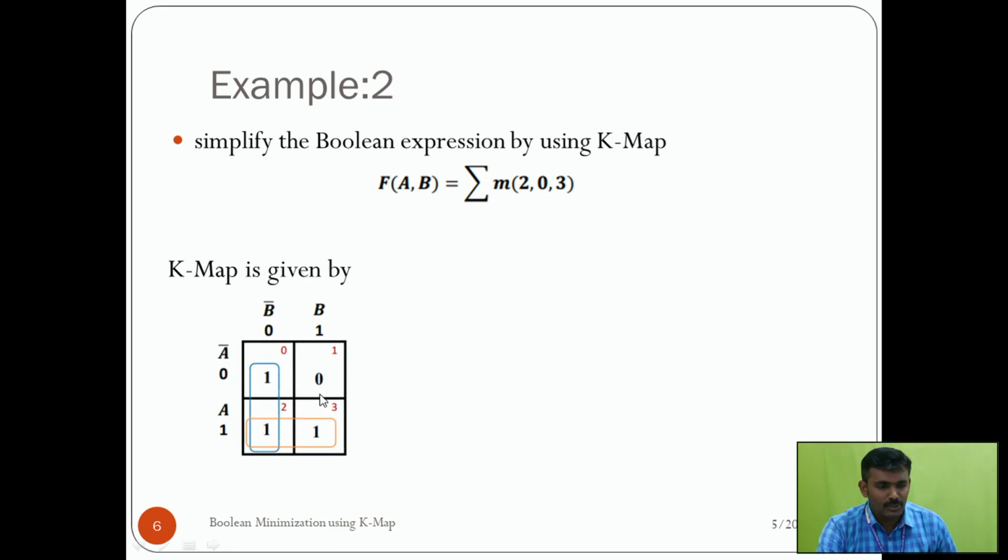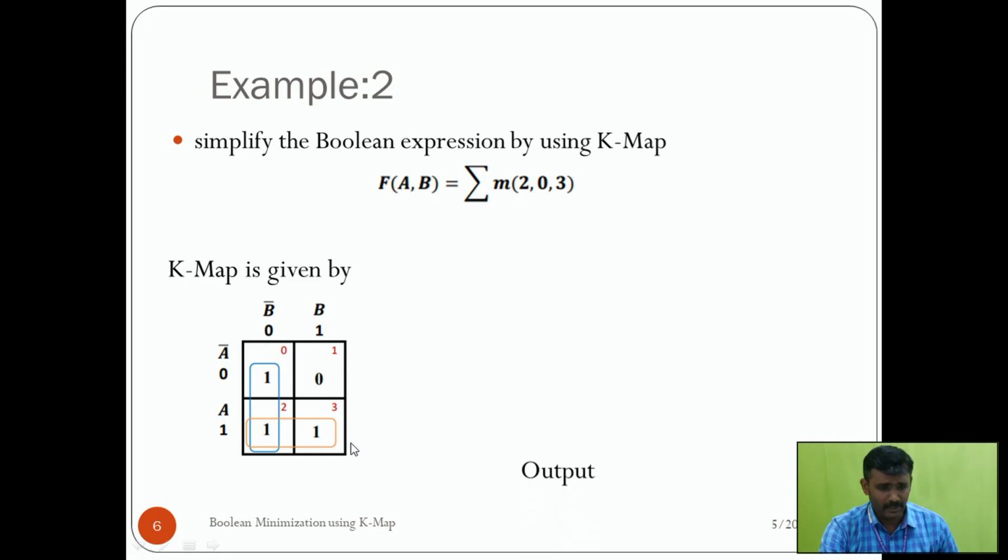See here, minterm 2 is there. Therefore we have to mark that minterm as 1. Minterm 3 is there. Therefore we have to mark it as 1. Minterm 0 is there. Therefore we have to mark it as 1. Okay, so now we are going to form groups. When we go from minterm 0 to minterm 2, only one variable changes. Therefore we are grouping them as a pair. Similarly, when we move from minterm 2 to 3, only one variable changes. Therefore we are going with this pair. Okay, so here all the ones are mapped.